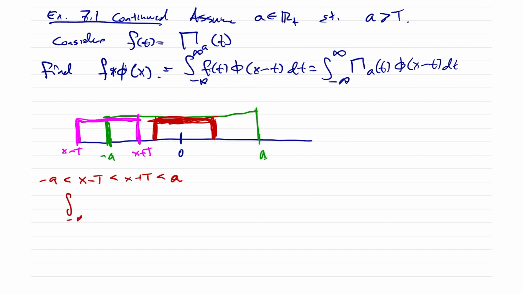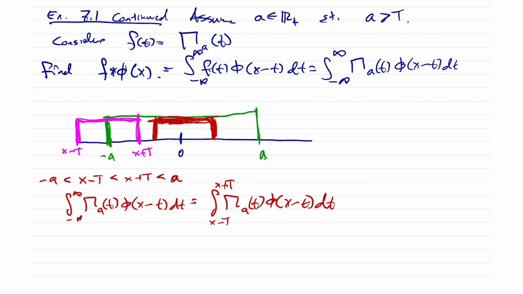So ultimately, what we get is this. We have the integral from minus infinity to infinity of the square wave at a of t times phi of x minus t dt. And we know that this is the integral from x minus t to x plus t of the square wave at a of t times phi of x minus t dt. But this guy is just entirely 1 on that segment. And so this ends up being the integral of the square wave divided by 2t, which ultimately is just 1. So we know that in this region, f convolved with phi at x, we get this.